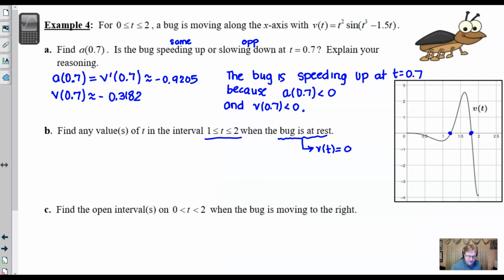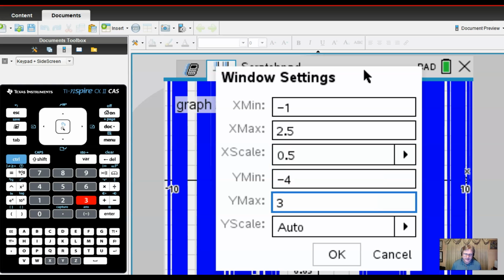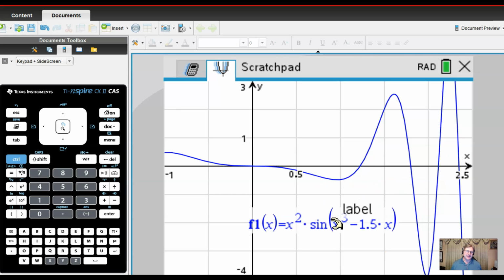I could go back to the document. You can see that it goes from about -1 to 2.5 along the x-axis and -4 to 3 along the y-axis. And I use increments of 1/2 on the x-axis. So let's see if we can make those things happen. I go from -1 to 2.5, I think I said, and the scale for the x-axis looked like it was 1/2. And if you remember, it was -4 to 3 along the y-axis with a scale of 1. That's going to give us a more normal view of what's happening with this particular bug.